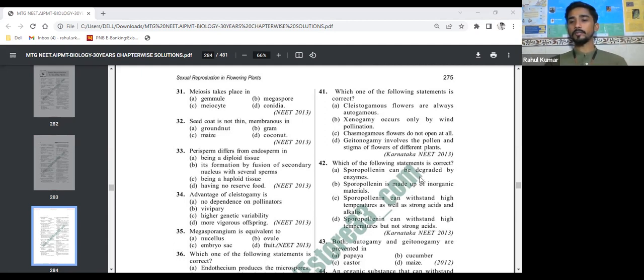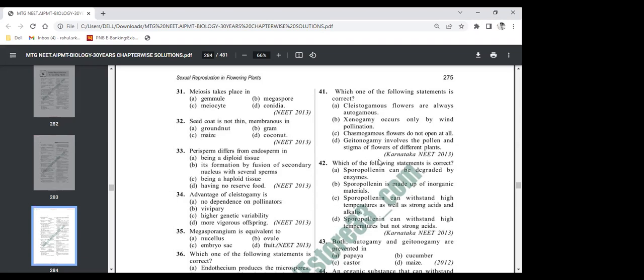So A is sporopollenin can be degraded by enzymes. No, it's incorrect. The question is asking for the correct option. B is also incorrect. It is not made up of inorganic material. It is a biopolymer. It is organic. C is correct. It can withstand high temperature and also strong acids and bases. D is also incorrect. So C is the correct option. Is it clear? Yes, sir.